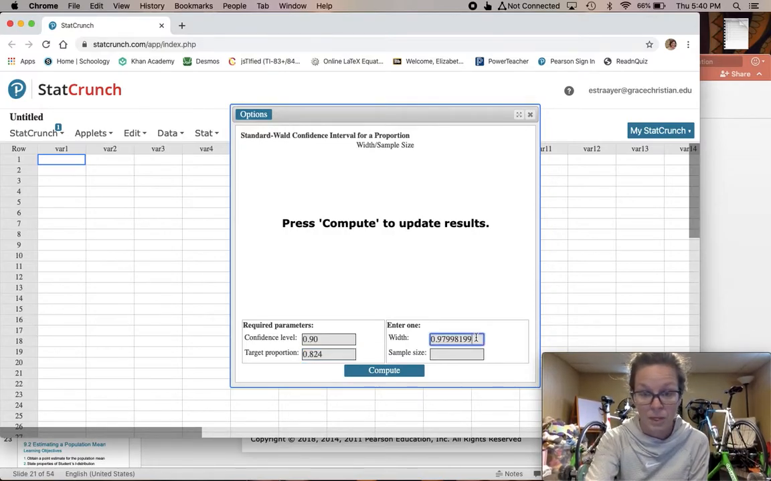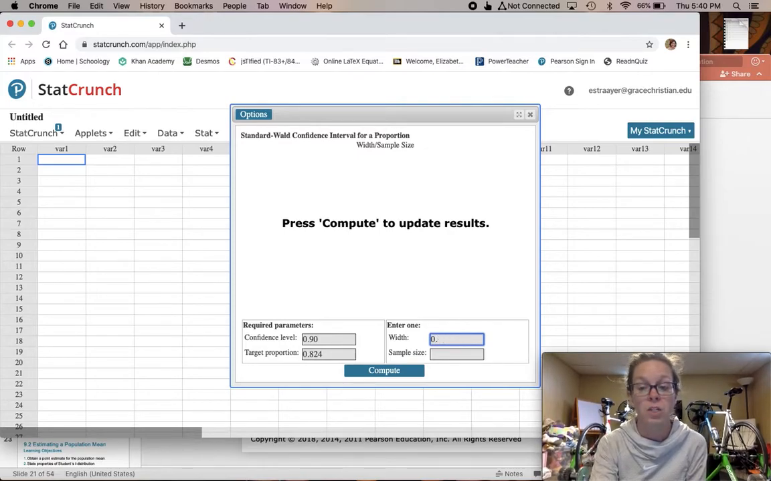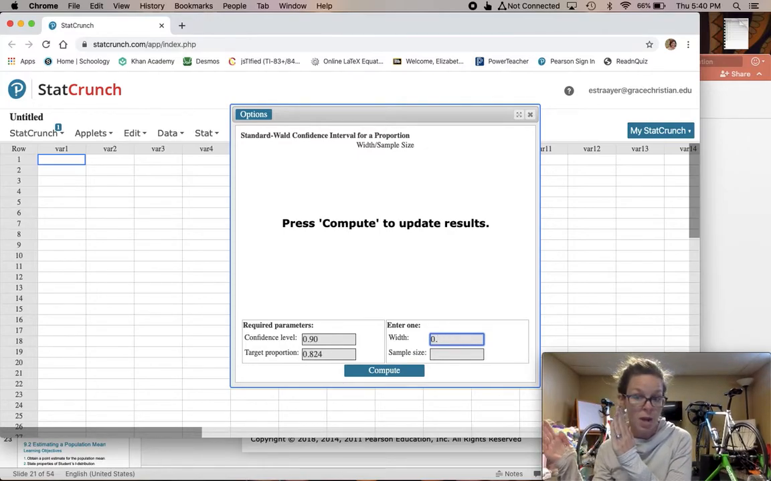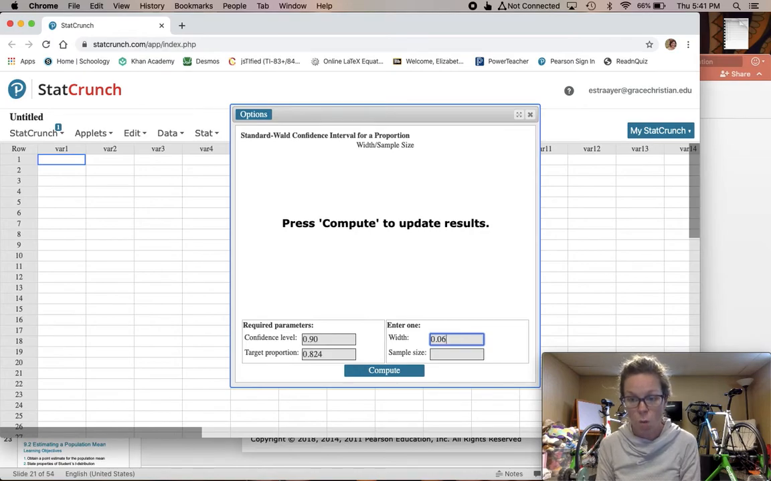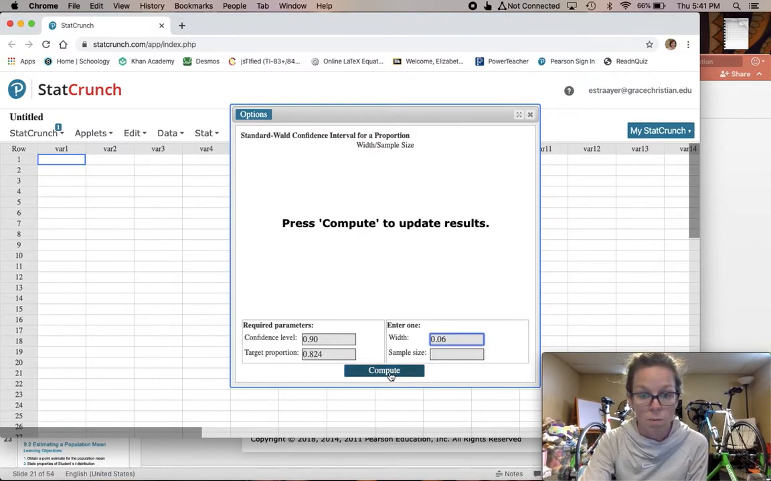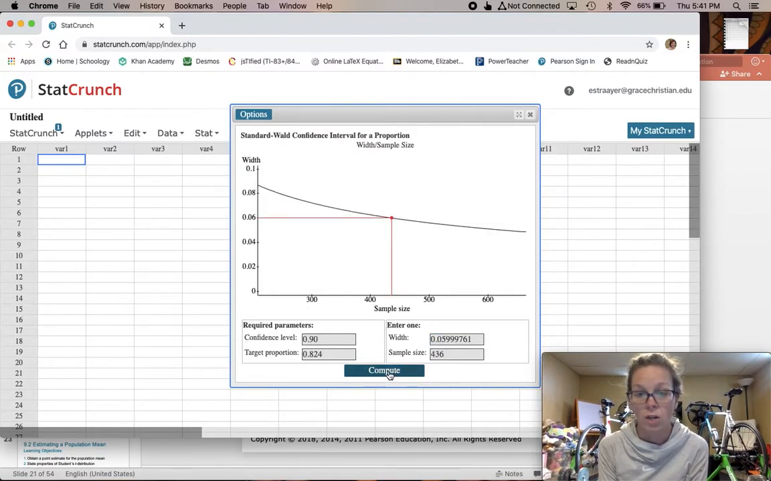Now our width: she wanted a 3% margin of error. That means it could go 3% this way, it could go 3% this way. So the width is not 3%, but 6%. That's really important. A lot of students get this wrong on their homework because they just use the margin of error. The width is not the margin of error. It's the margin of error plus and minus, so double the margin of error gives you the width of the interval. Now when I compute, it tells me she's going to have to sample 436 people. If she samples 436 people, then she's going to have a margin of error within 3% in each direction.